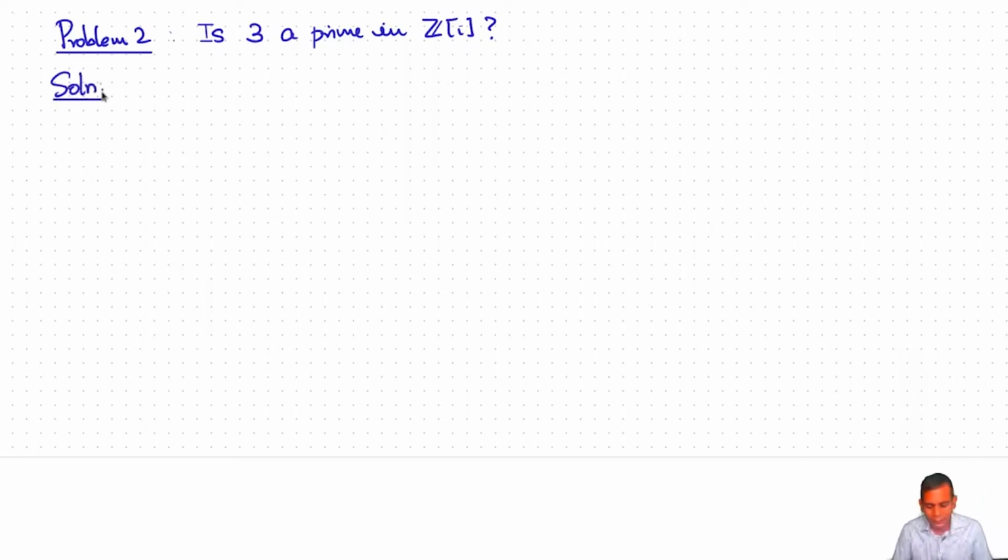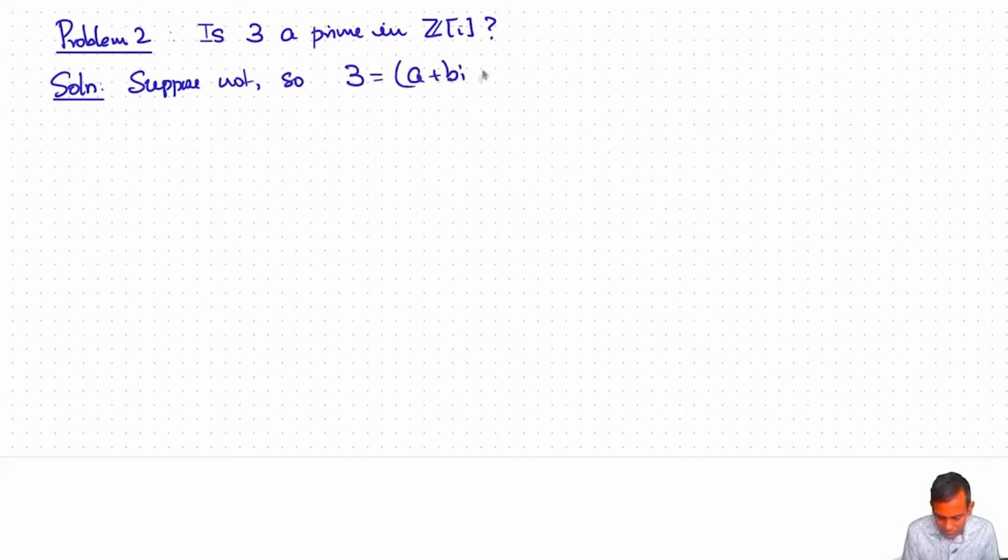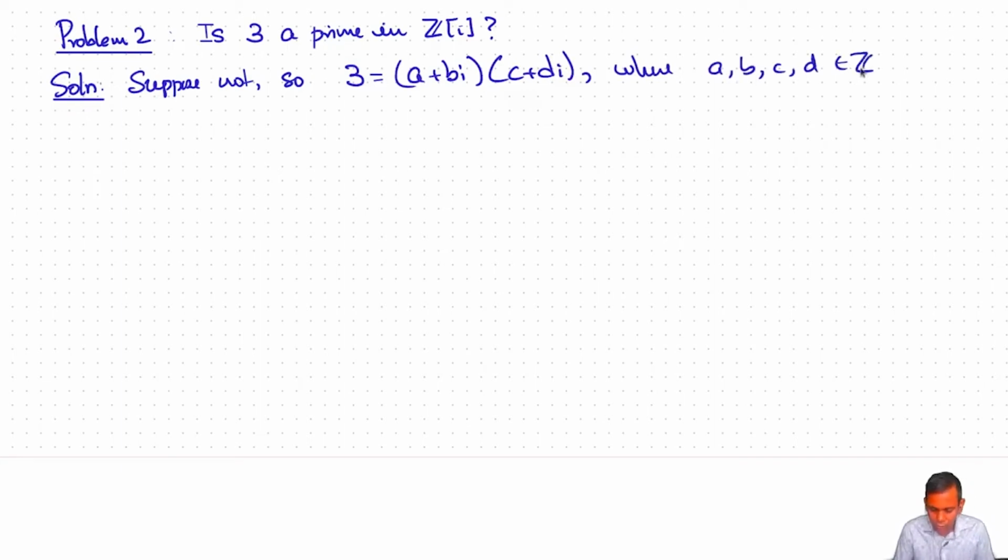Let's suppose that 3 is not a prime, and try to see if we can find a factorization of it. So suppose not, then we would be able to write 3 as (a plus bi) times (c plus di), where a plus bi and c plus di are Gaussian integers, so a, b, c, d are integers, and also a plus bi and c plus di are not units.